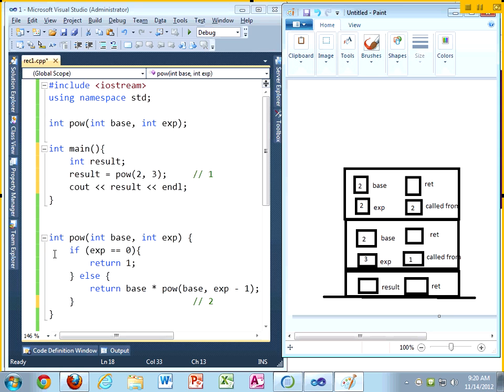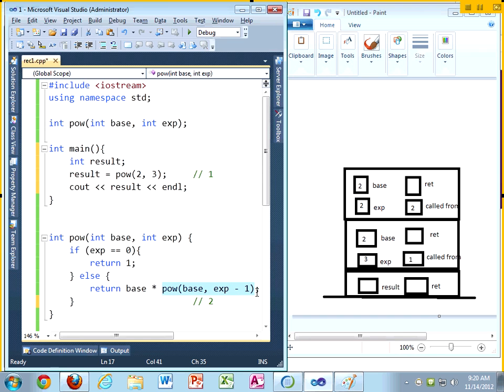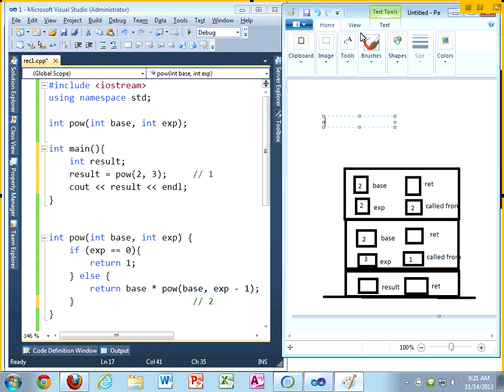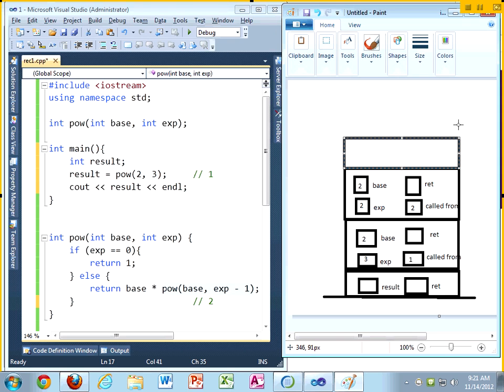Okay, so I've got my activation record set up. Now I'm ready to start executing my function. Exponent's not equal to 0, so I do the else part, which means I have to call POW. But this time I'm calling it with base is 2 and exponent is exponent minus 1, which is 1. Base is 2, exponent is 1. Oops. Gonna run out of room.